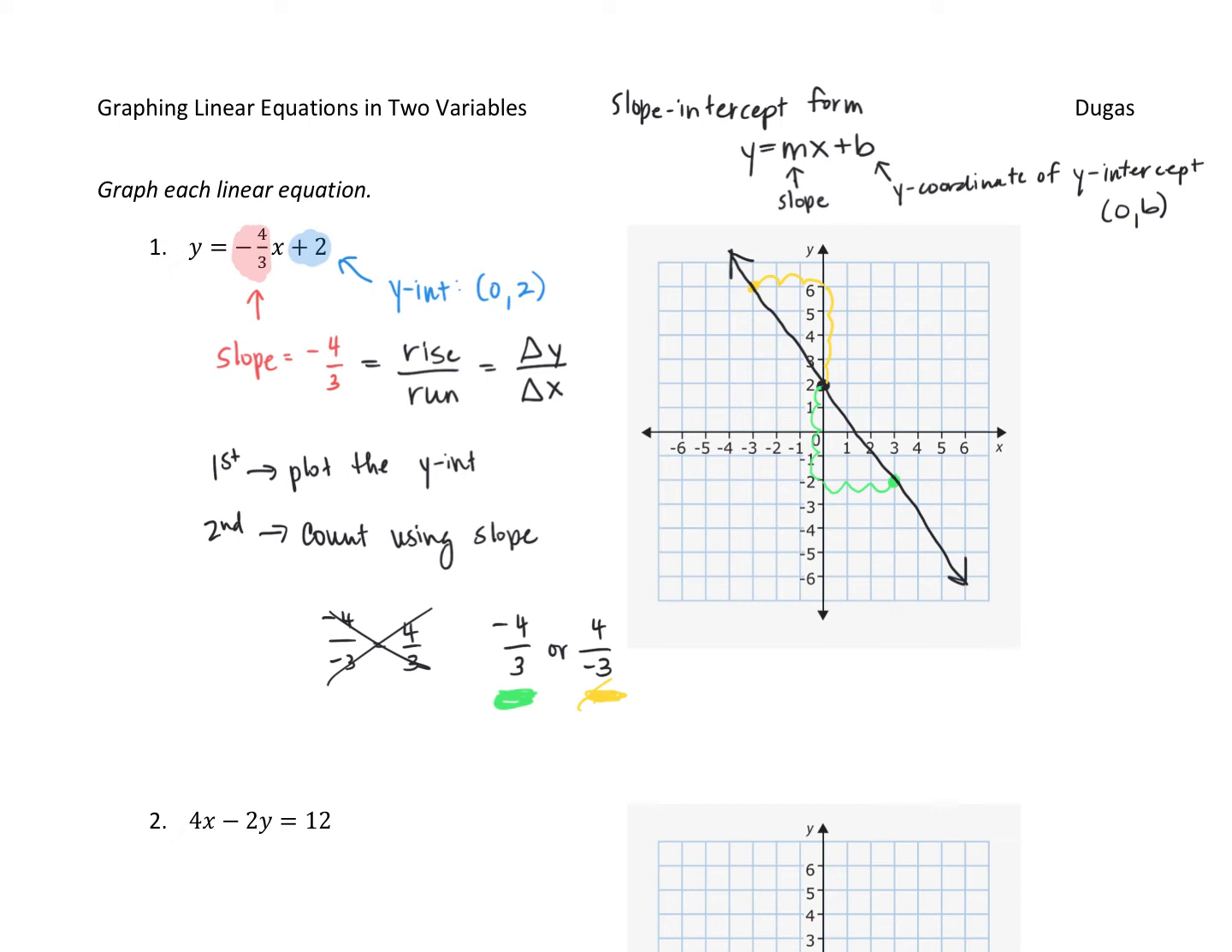So again, to graph when your equation is in slope-intercept form, you simply graph the intercept first, the y-intercept, and then count using your slope. And that's it. Let's look at number 2.